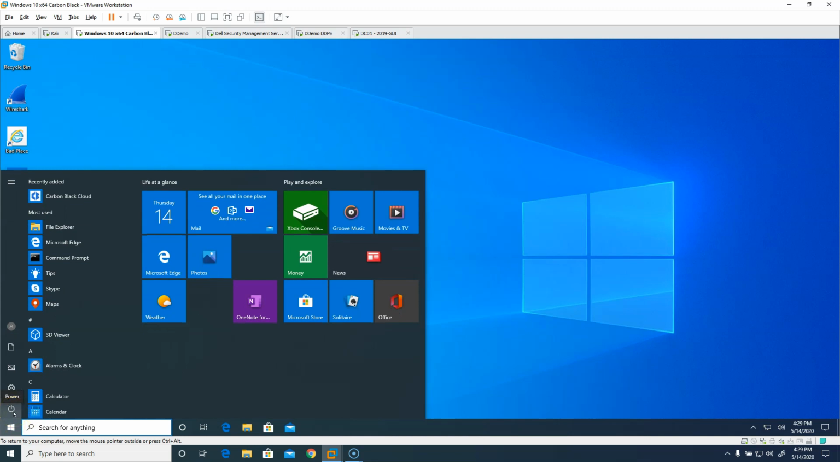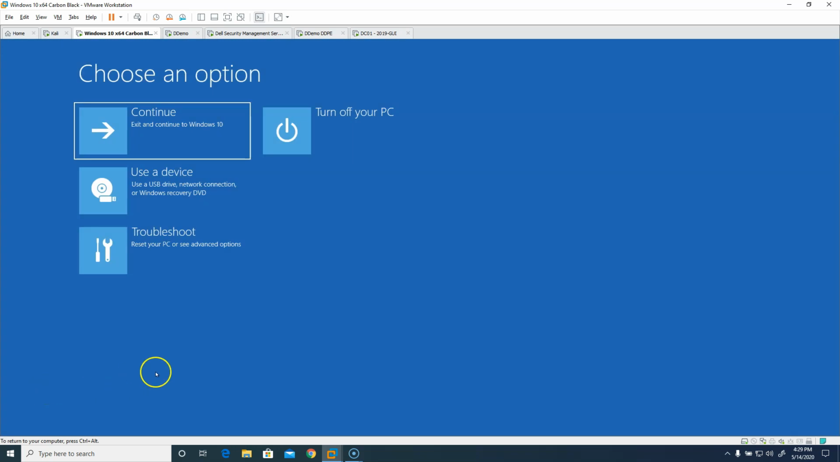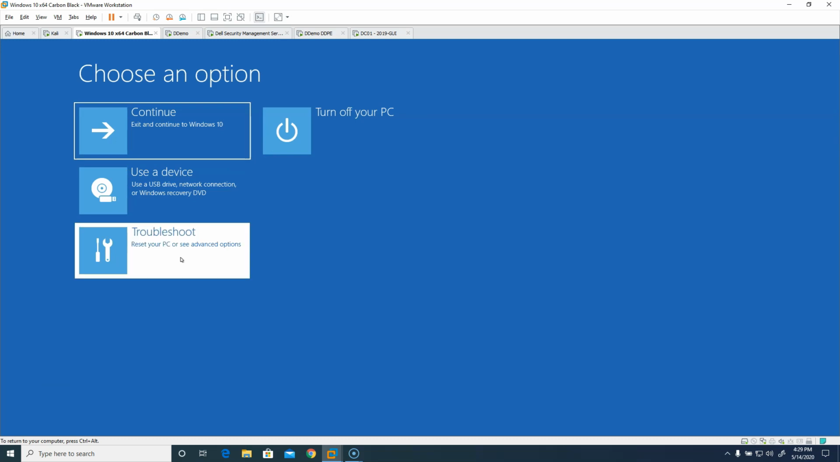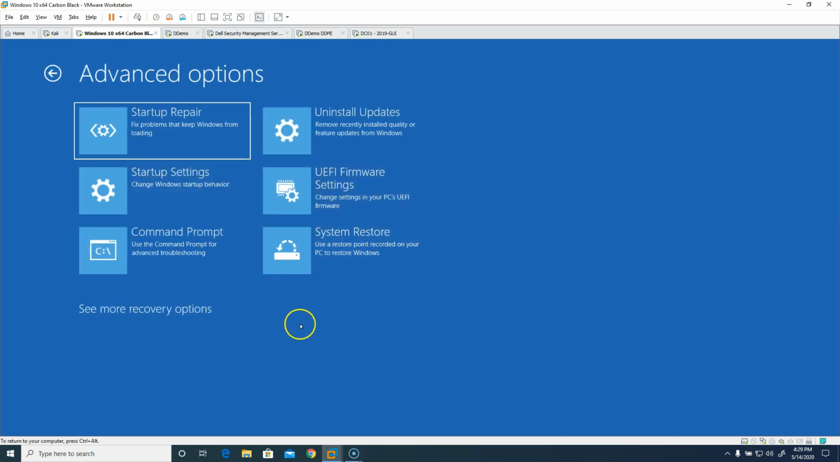You're going to hold down the shift key when you press power and then restart. And what should happen here is we should get a prompt about how we want to restart. We go to reset your PC or advanced options. Okay. Reset PC is probably not the right place to be. We want to be in advanced options and we want to do startup or system restore is actually where you guys want to be.